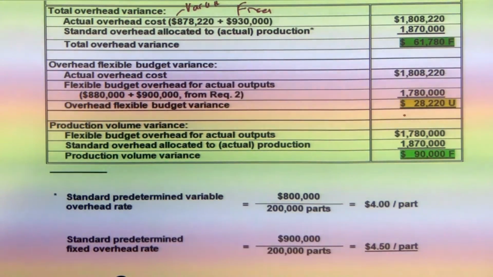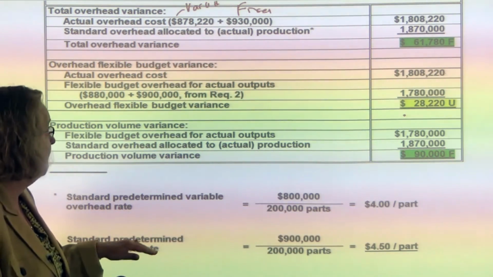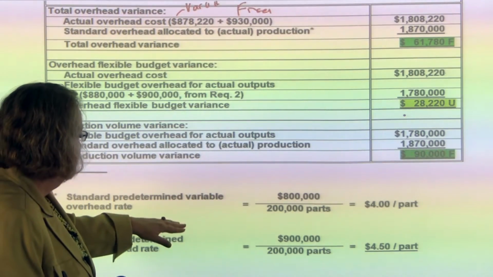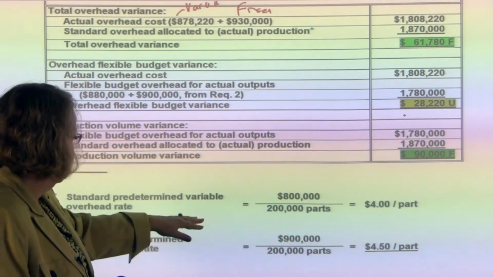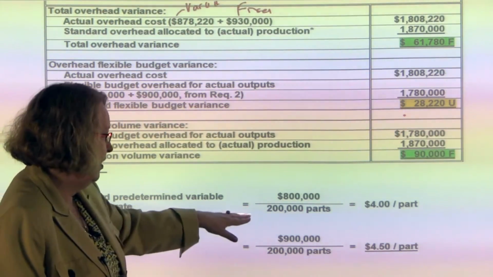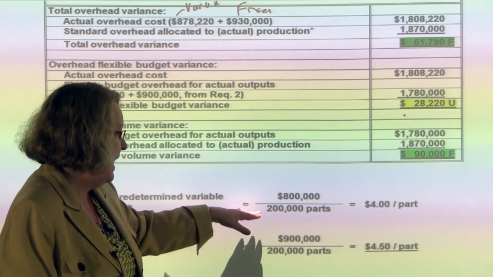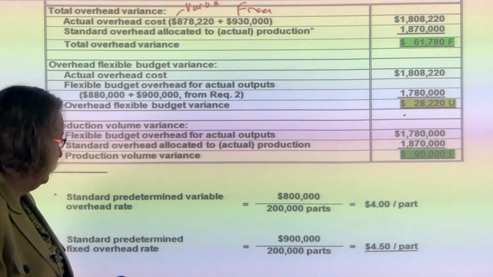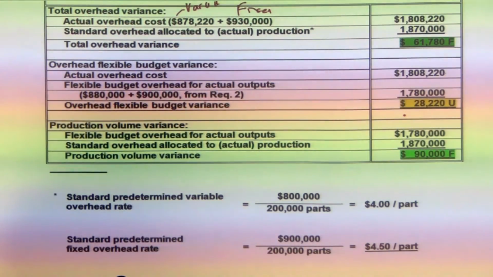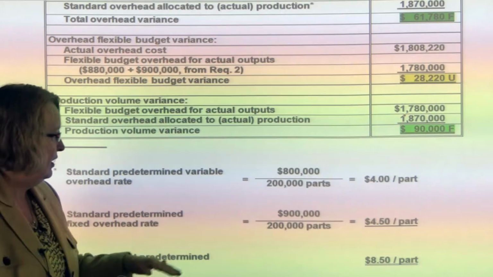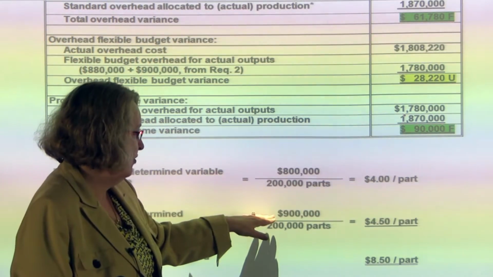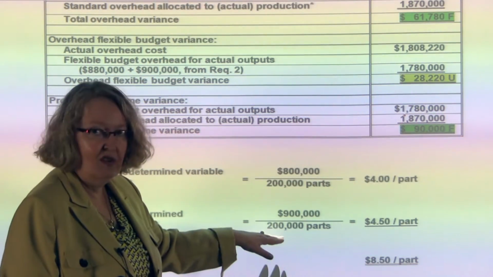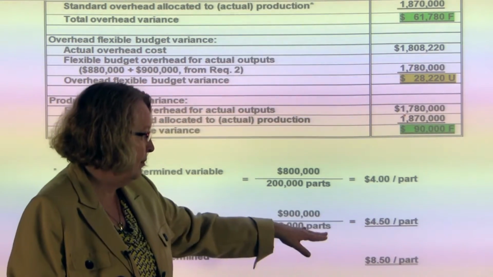The standard overhead allocated to actual production, and you'll recall we've already calculated the predetermined overhead rate, is $4 in variable overhead costs. So you have $800,000 and 200,000 parts, so it's $4 a part for variable. And for your fixed, you have fixed cost 900,000 divided by your 200,000 parts, $4.50 a part.